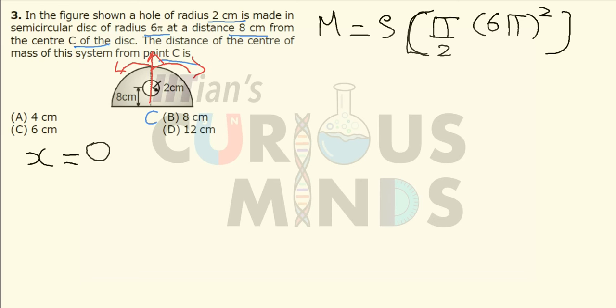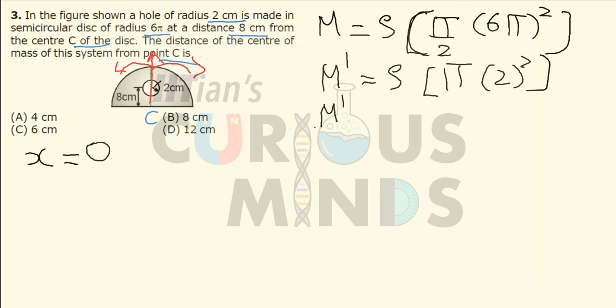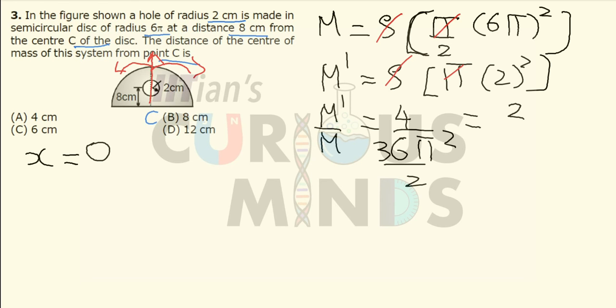This is the mass of the semicircle. Mass of the smaller circle will be equal to m dash, which will be equal to rho into pi r square, which is equal to pi into 2 the whole square. Okay, so basically m dash divided by m will be equal to, pi and pi will get cancelled out, rho and rho will get cancelled out over here. It will be equal to 4 divided by 36 pi square divided by 2. If I simplify the value, it will be equal to 2 divided by 9 pi square. Now m dash is equal to 2 divided by 9 pi square into m.